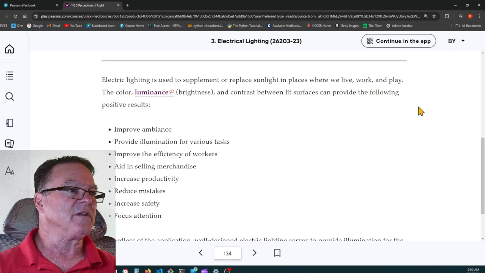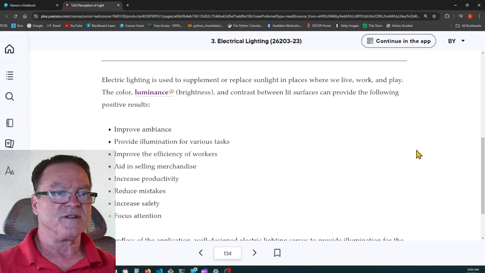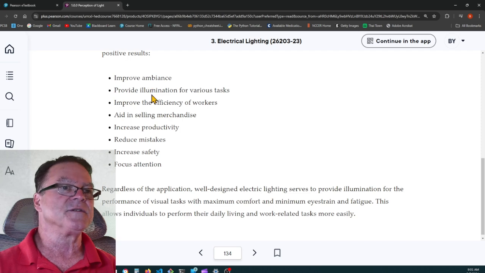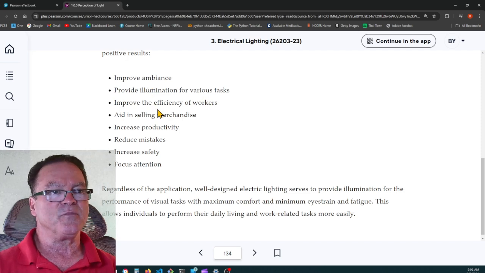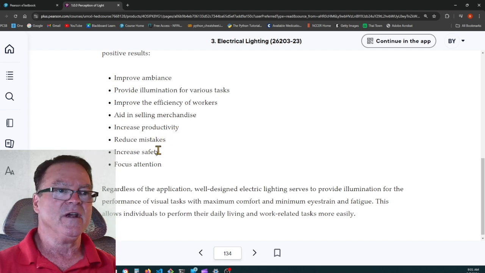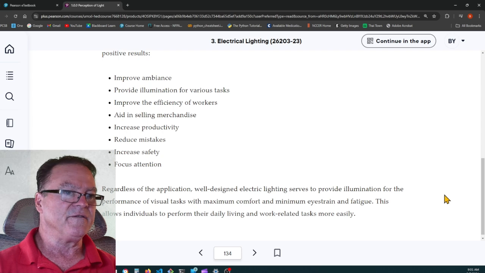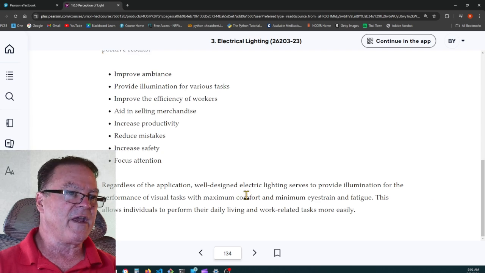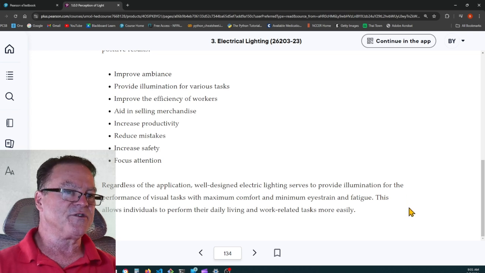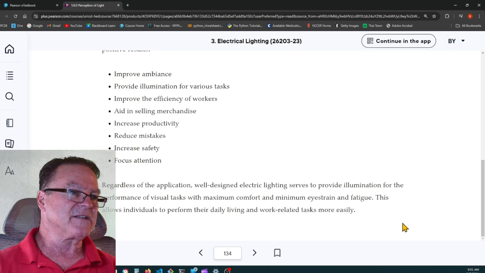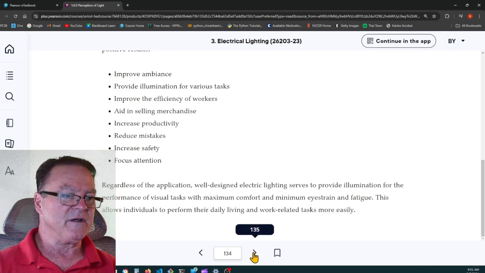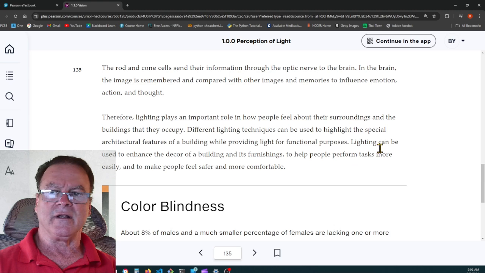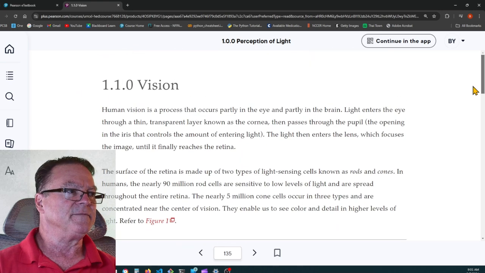And contrast between lit surfaces can provide the following positive results: improve ambiance, provide illumination for various tasks, improve the efficiency of workers, aid in selling merchandise, increase productivity, reduce mistakes, increase safety, and focus attention. Regardless of the application, well-designed electric lighting serves to provide illumination for the performance of visual tasks with maximum comfort and minimum eye strain and fatigue. You don't want some bright glaring lights in your eyes. That causes a lot of eye strain.